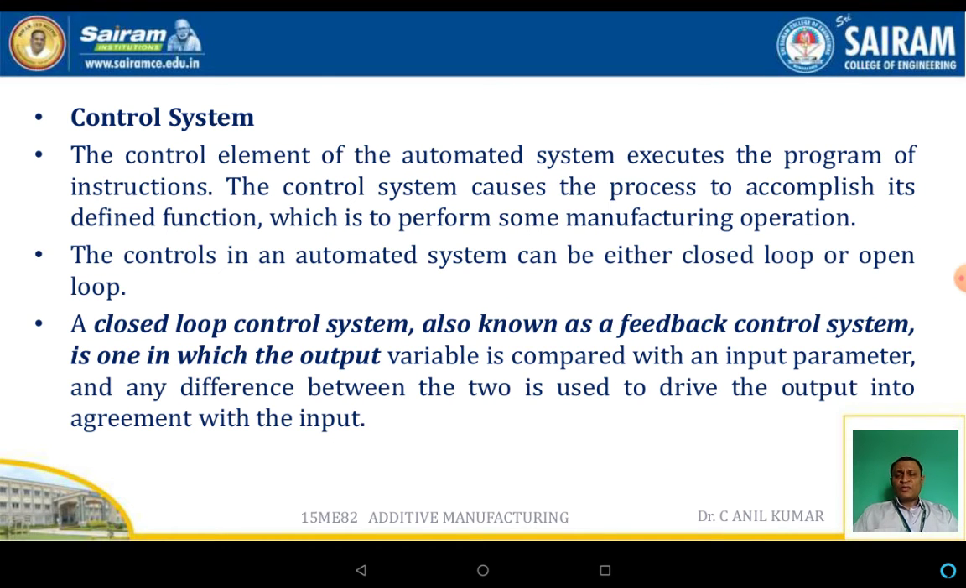Now the control system. Control systems are the elements of the automated system that execute the program instructions or the work cycle. The control system causes the process to accomplish its predefined functions. Control systems are of two types. One is the open loop control system, and the other is the closed loop system.